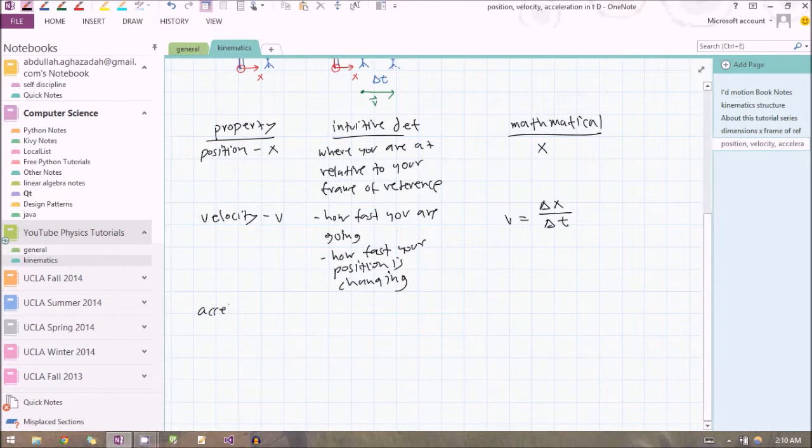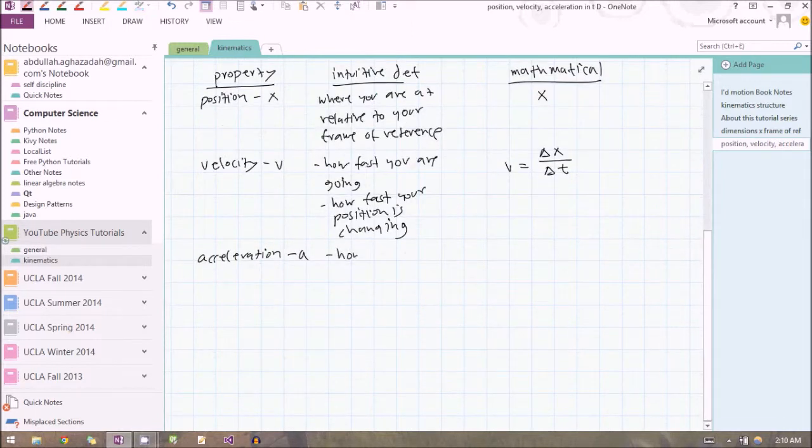Similarly, for acceleration, just an extension, we usually represent it with the letter A. An intuitive definition of acceleration is how fast your velocity is changing. So mathematically, we define it as, if we want to know how fast your velocity is changing, let's see how much the velocity changes, and we call that delta V, and how long it takes for the velocity to change that much, and we call that delta t.